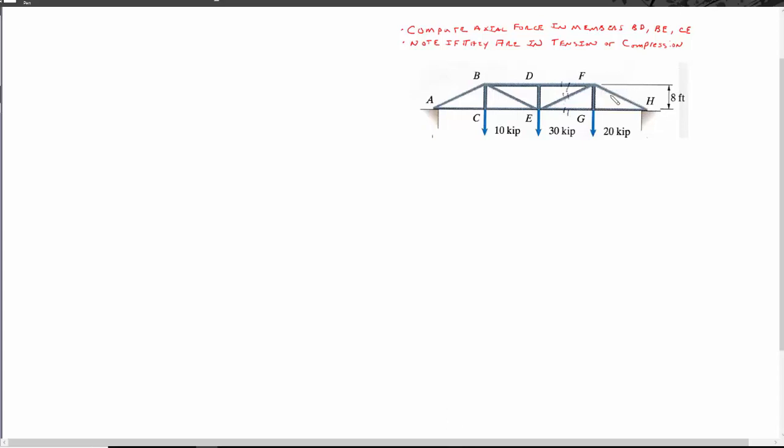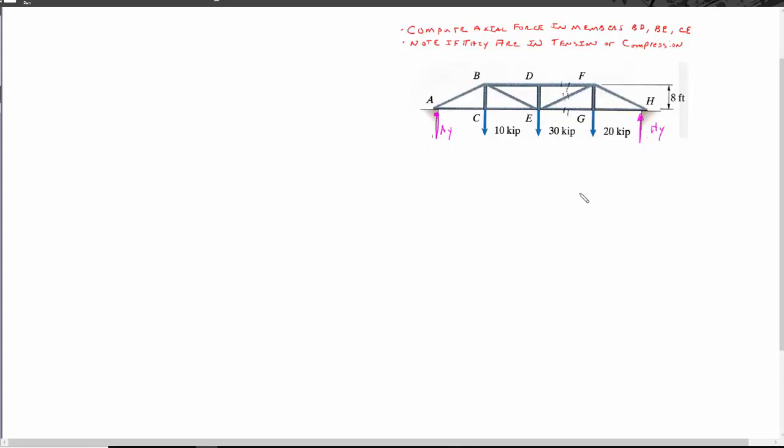direction. So if I was to draw AY and HY, I could compute the reaction forces using the free body diagram. Now what I'd like you to do is pause the video and compute the reaction forces on this truss.